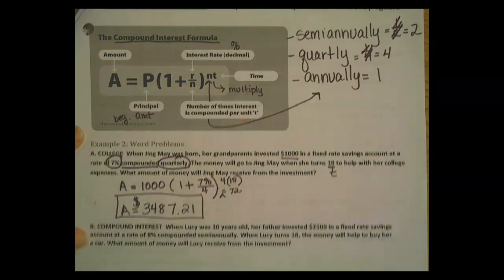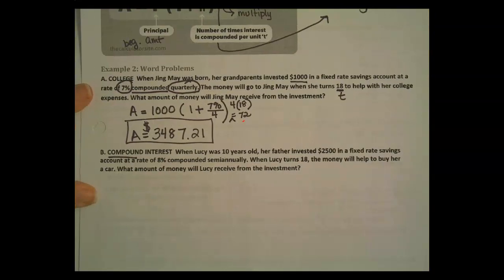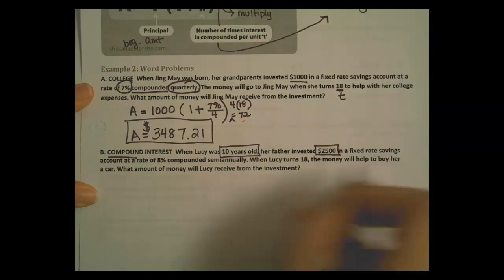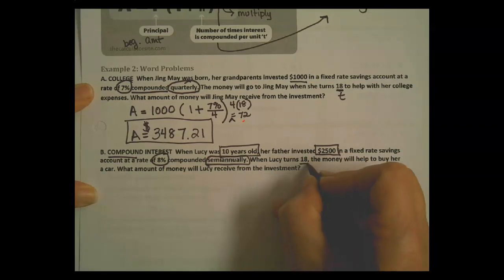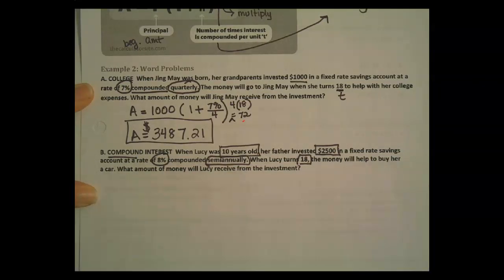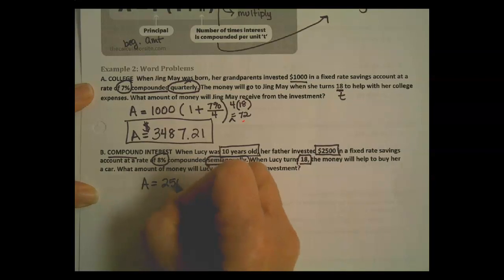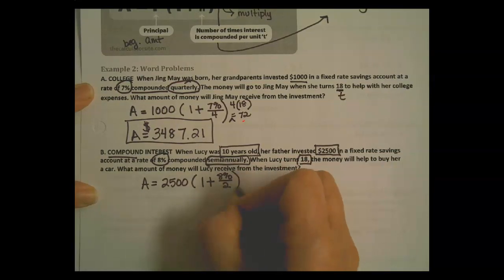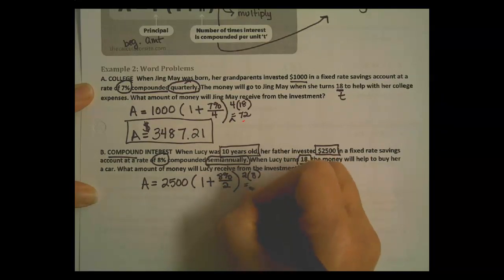Okay. Let's try this next one. Again, compound interest. We're going to use the compound formula. You have to know which formulas to choose. So Lucy was 10 years old, so she's 10. Her father invested this much money in a fixed rate savings account, and here's our rate, compounded semi-annually, so that's twice. When Lucy turns 18, the money will help her buy a car. So how much money will she have? So A equals, what is the initial amount that she had? $2,500. 1 plus my percentage rate is 8% divided by the number times a year, which is semi-annually, 2. And over here, we're going to multiply that 2 by our time. So from 10 to 18 is 8 years. So that becomes an exponent of 16.